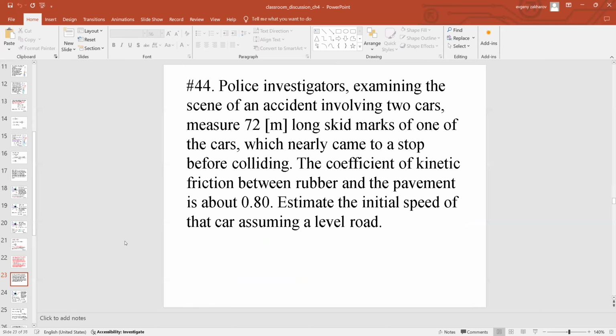Okay, so here we go. Police, scene of an accident, 2 cars. The skid marks are 72 meters long. Coefficient of friction is given. What was the initial speed of the car that hit the other car? This is once again the case that you would bring to the court, and the court would say, oh, you're guilty or you're not guilty.